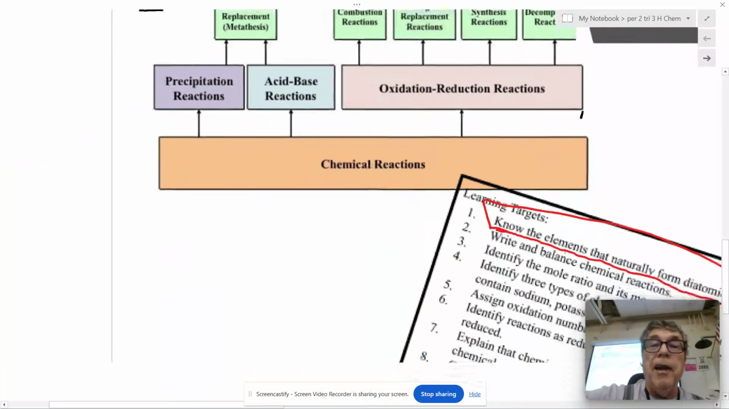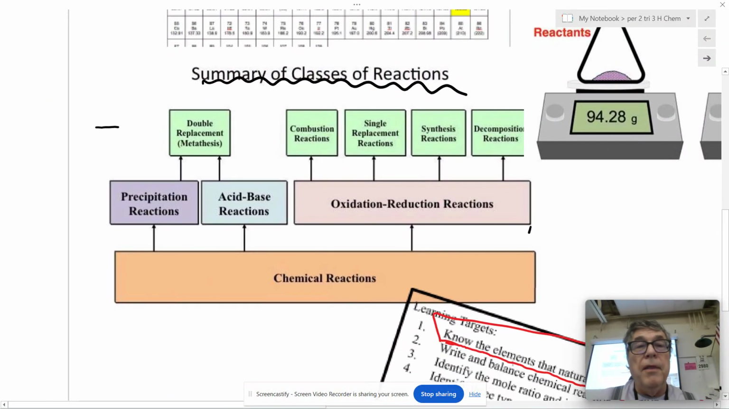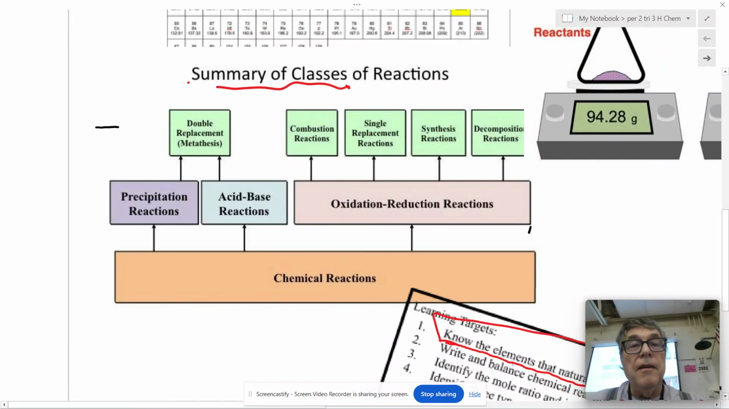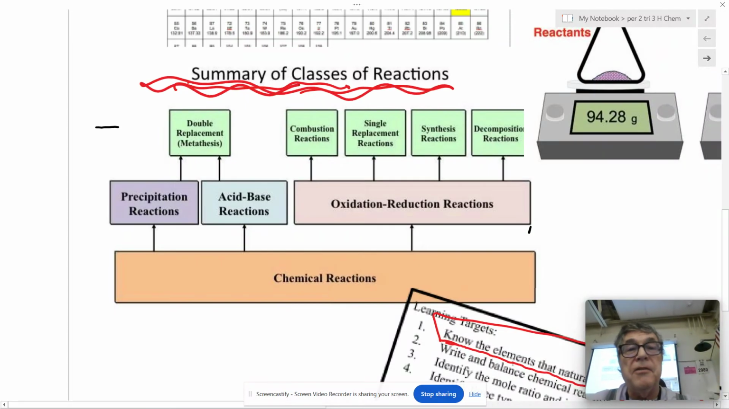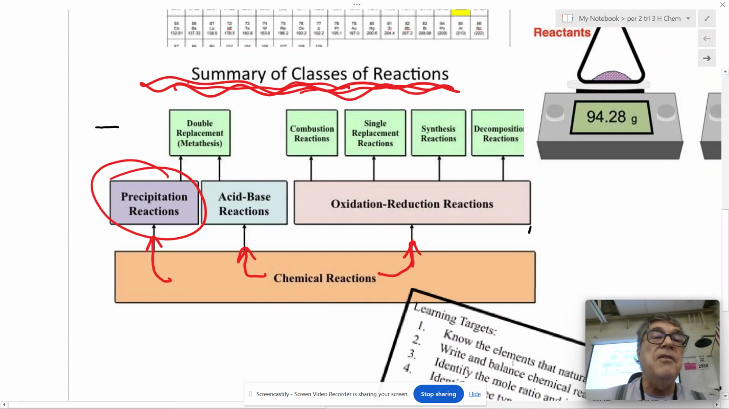The other thing I want to point out, I may have pointed out to your class yesterday, is this summary of the types of chemical reactions. This calls them classes of chemical reactions. If you look clear down at the bottom, it says we've got all chemical reactions, but they're composed of 3 things: precipitation reactions, acid-base reactions, and oxidation-reduction reactions. What we worked with yesterday and what we're working with today are the precipitation reactions.